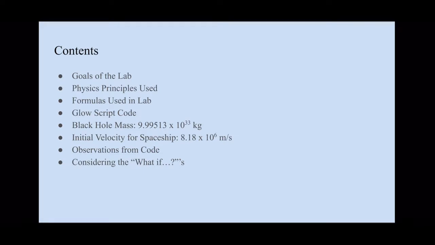I'll show my GlowScript code for the lab and show how I found the black hole mass as 9.995 times 10 to the 33 kilograms, and how I found the initial velocity for the spaceship to get close enough to the black hole without crashing and then being able to leave the system to be 8.18 times 10 to the 6 meters per second. I'll also discuss my observations and considerations for the what-if questions of Lab 3.